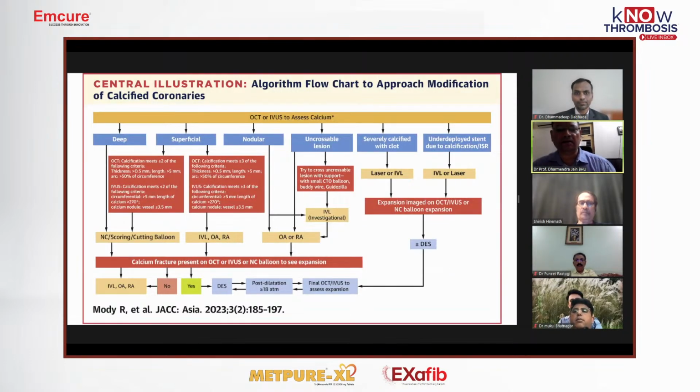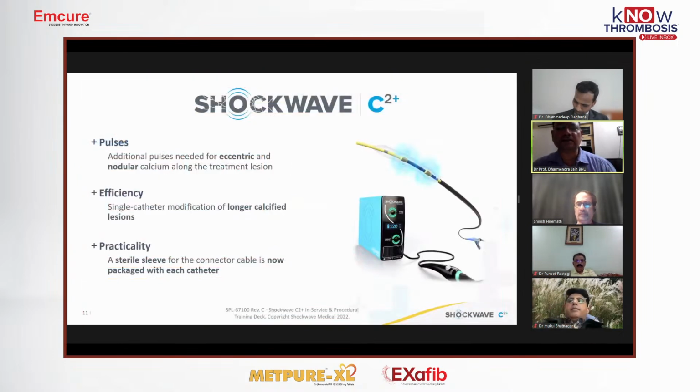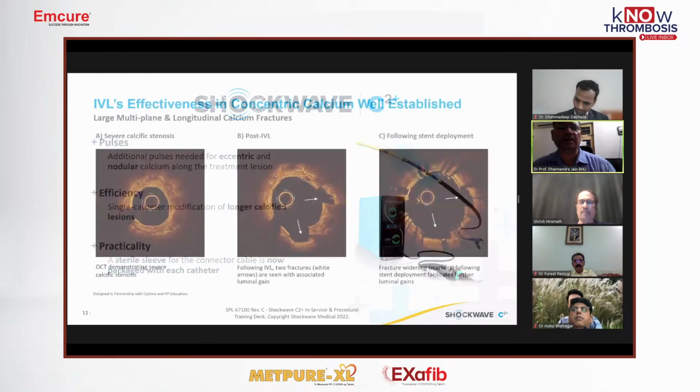And the recommendation is that if NC scoring or cutting balloons are not working, then we can go for laser or IVL therapy other than Rota or orbital atherectomy. So this is the shockwave therapy, IVL therapy, where we give the pulses. In this C2 plus, we have additional pulse options, and it's a single catheter which can treat longer calcified regions, and there is a sterile sleeve for the connector cable. So it's quite hygienic and safe.